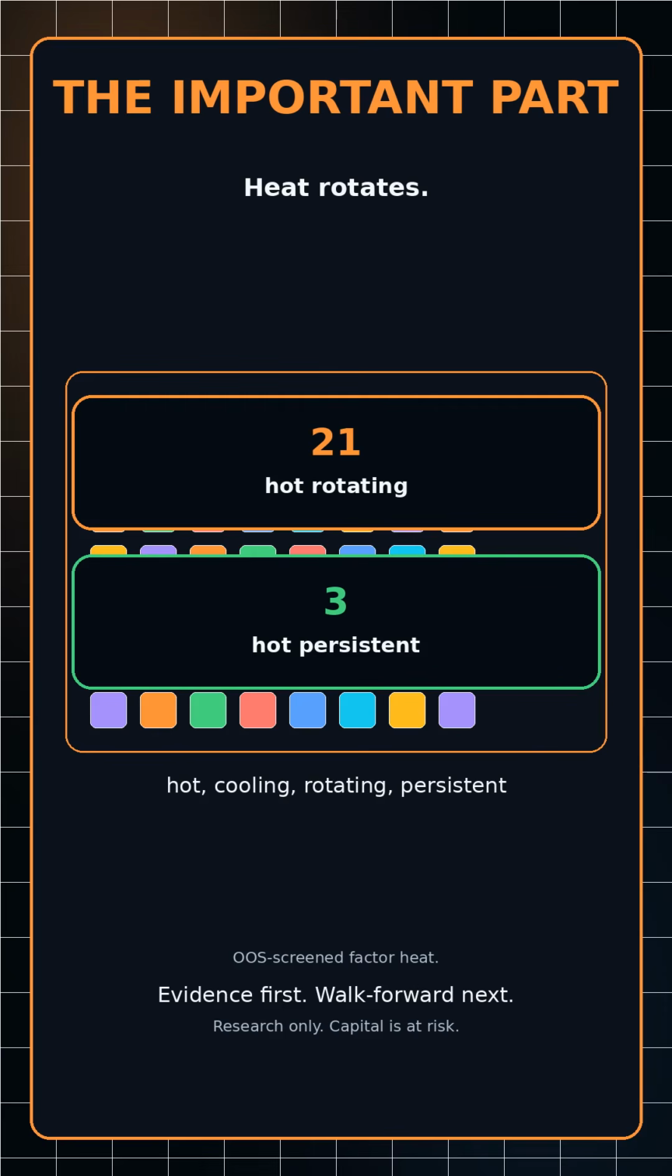The important part is that predictive heat does not stay in one place forever. In this scan, 21 features were hot and rotating. 3 were hot and persistent. That rotation is the point.